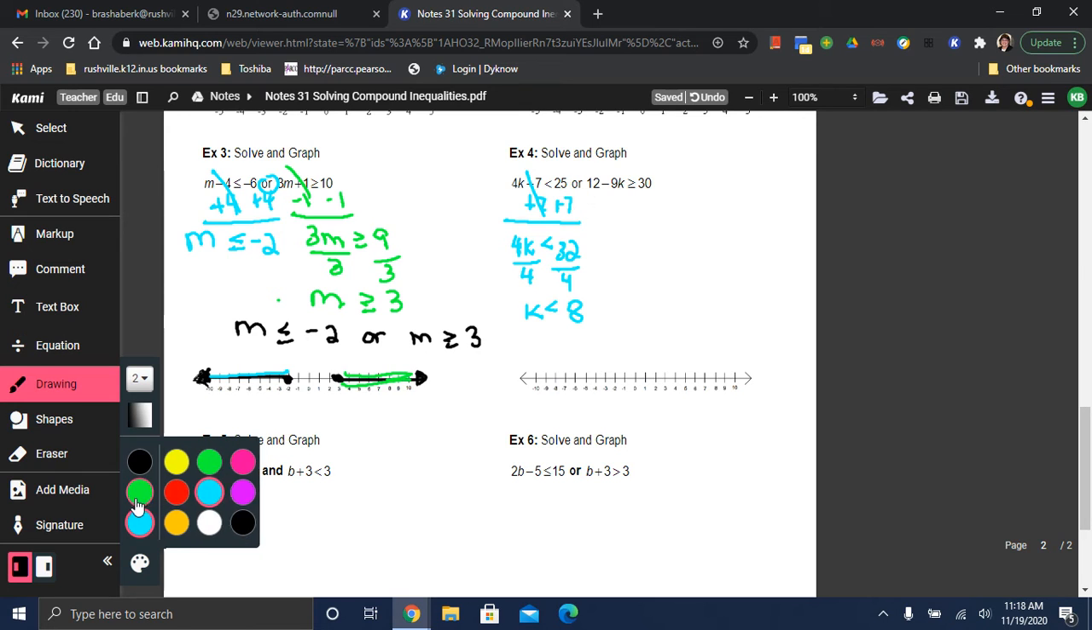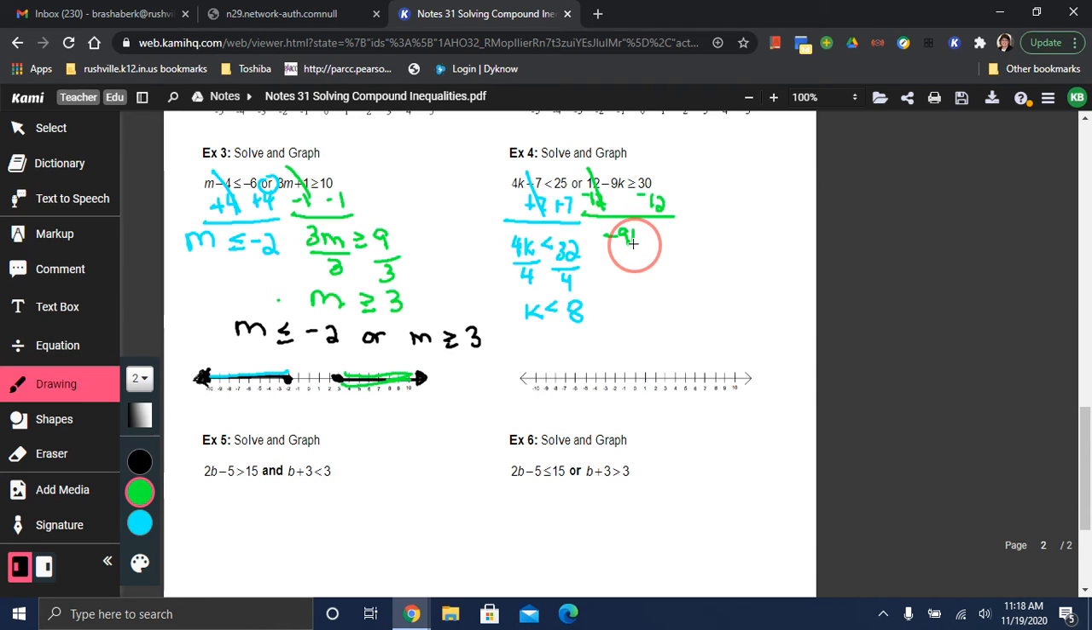Now, I'll switch colors for this one. I have 12 minus 9k greater than or equal to 30. I want to be careful that I am moving a like term. So I want to minus 12 from both sides of the inequality. And so my 12s cancel. Now my 9 is negative. I'll need to remember that. Negative 9k greater than or equal to, and then 30 minus 12 is 18.